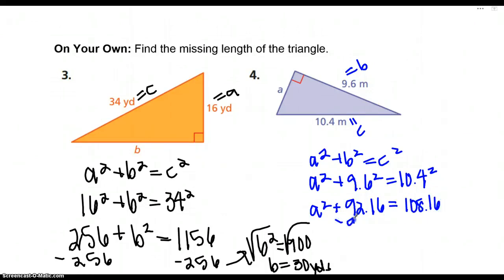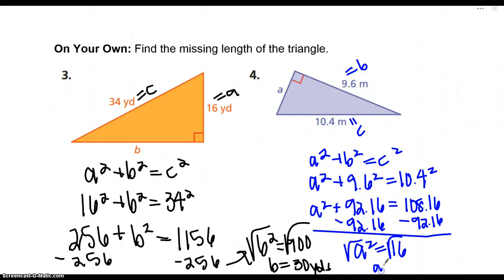If you subtract 92.16 from both sides, you get A squared is equal to 16. Take the square root of both sides, and A should be equal to 4 meters.